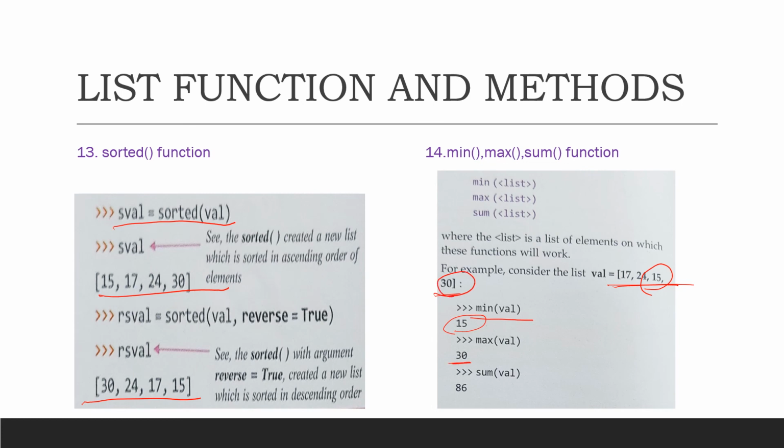And sum is nothing but the addition of all the elements in the list. And that's how we got 86 here.